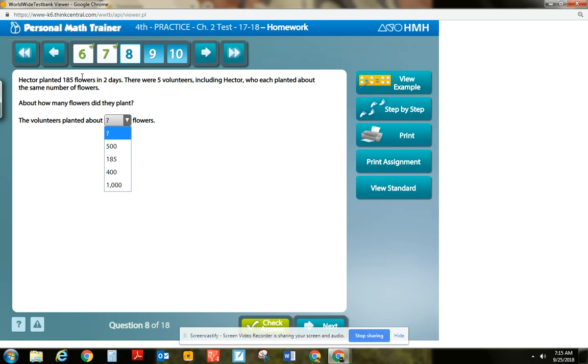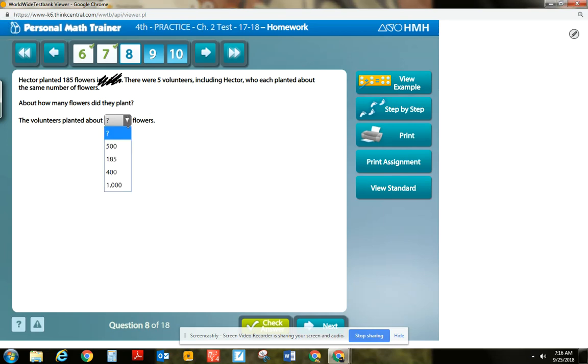So Hector planted 185 flowers in 2 days. There were 5 volunteers, including Hector. So it's not 5 plus 1, because it was 5 volunteers, and Hector was one of them. So it was like 4 volunteers plus Hector, so that's 5, who each planted about the same number of flowers. Okay. I don't think it matters how many days, so I'm just going to cross that off.